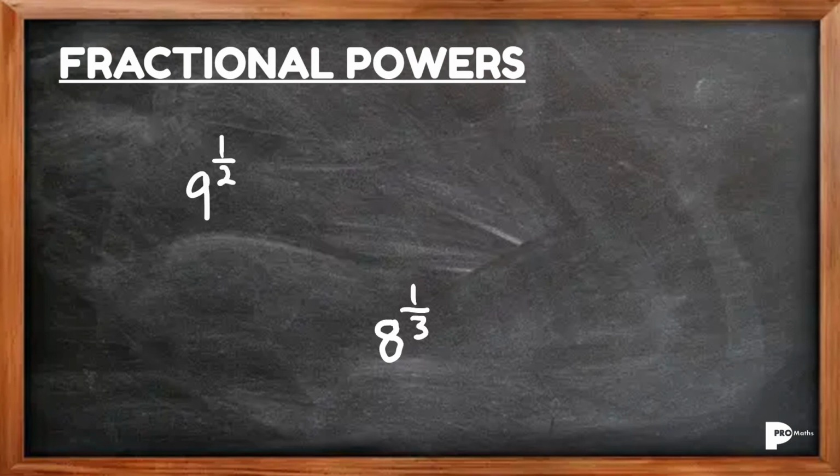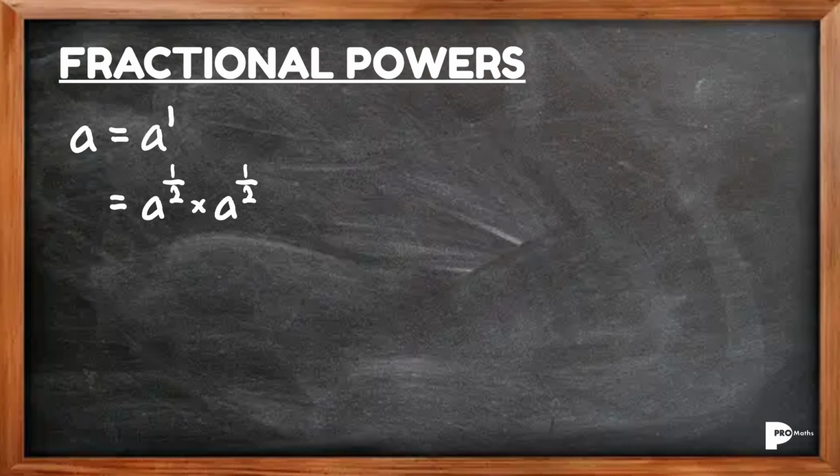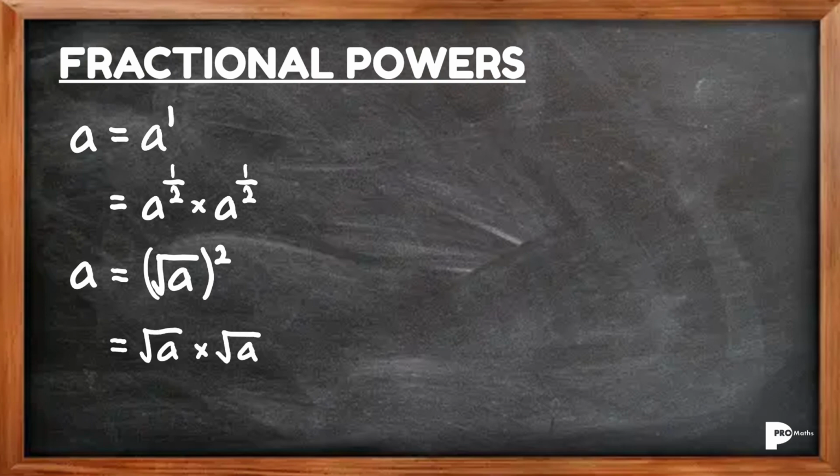Last but not least, let's take a look at fractional powers. Again, let's use what we know to understand this. Let's start with a, which is a to the power of 1. Now this can be written as a to the power of 1/2 times a to the power of 1/2, because we know that half plus half is 1. a can also be written as root a squared, because if we square a square root, they undo each other. This is the same as root a times root a. So this means that a to the power of 1/2 must be the same as root a.